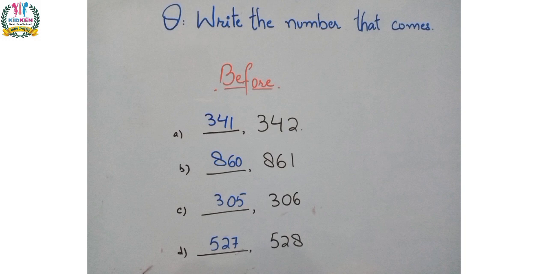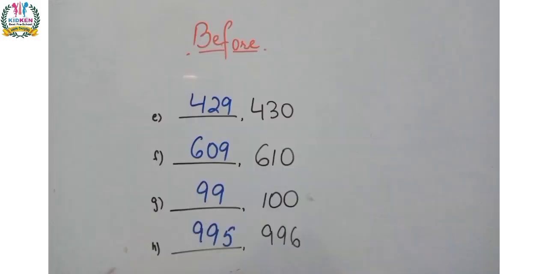Next part of this question, 306. Before 306 we have in counting 305. Simply we write 305. Next is 578. Simply we subtract 1 from 578, so we have the answer 577. Next part is 430. Before 430 in counting we have 429. So simply we write 429 in the blank.